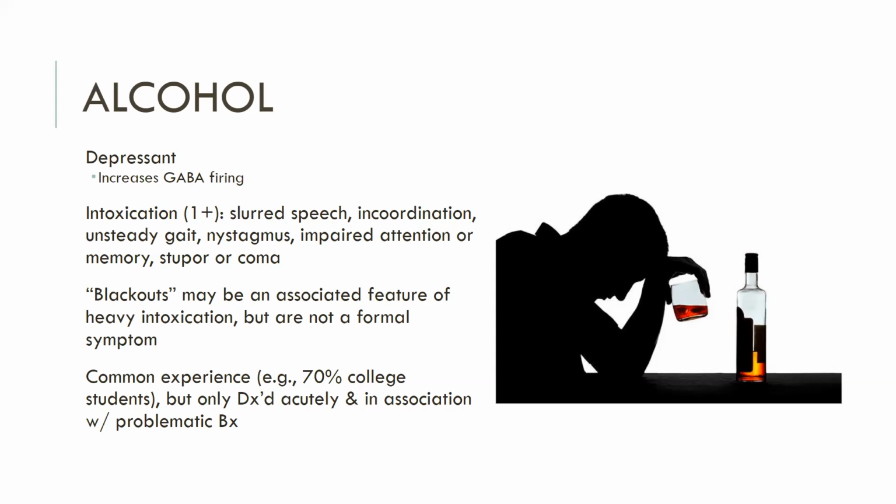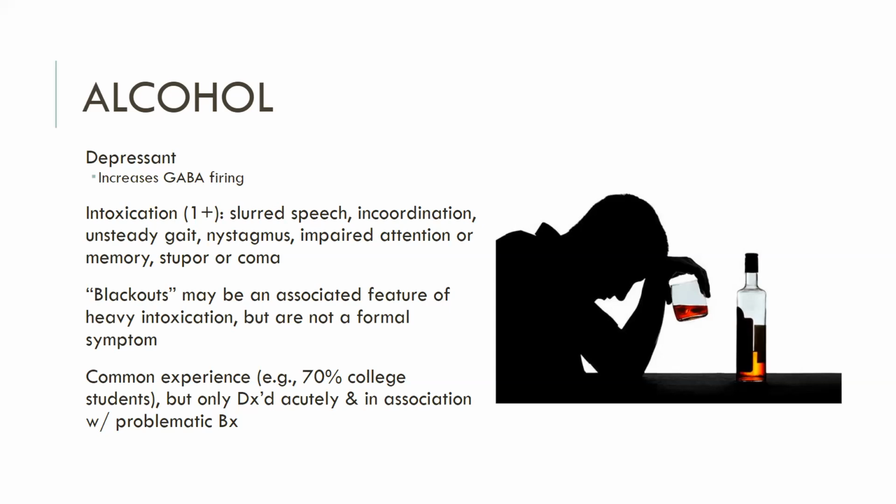So alcohol is a depressant, meaning that it works by depressing the central nervous system. It does this by increasing the firing of a neurotransmitter called GABA, which is our brain's primary inhibitory neurotransmitter. By increasing the firing of this inhibitory neurotransmitter, it ultimately inhibits or depresses our central nervous system. And so, unsurprisingly, symptoms of intoxication would include indicators that your ability to think critically and executive functioning are decreasing.